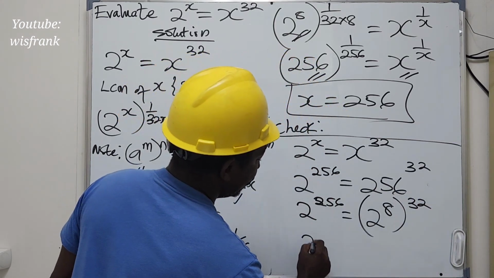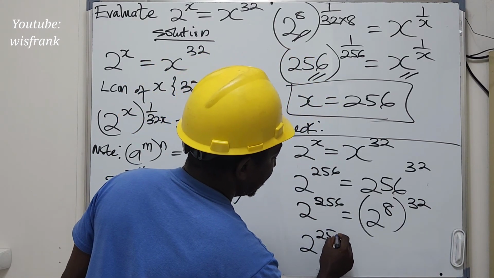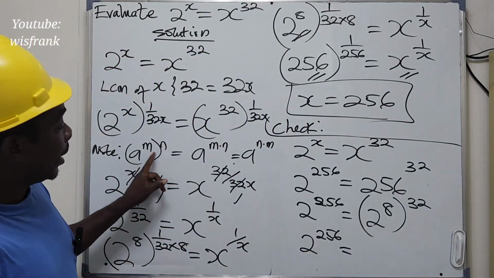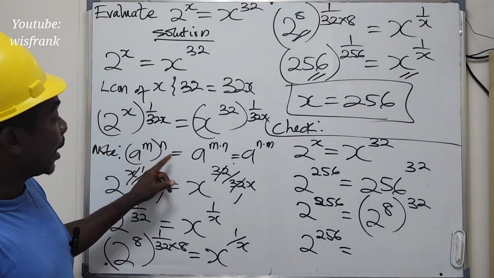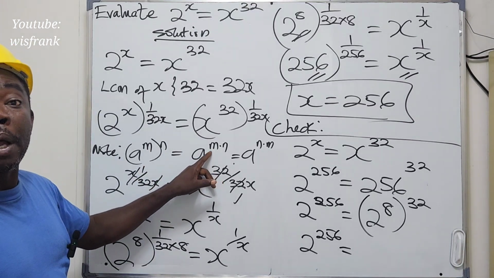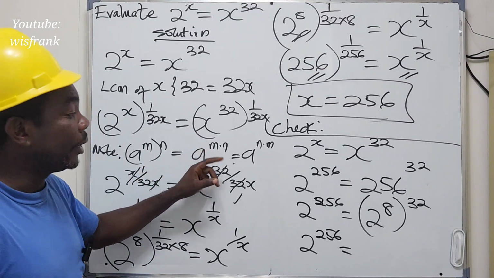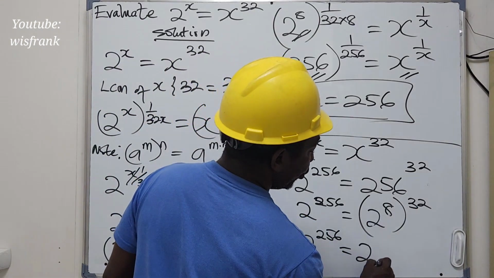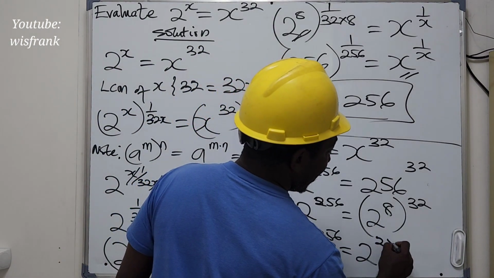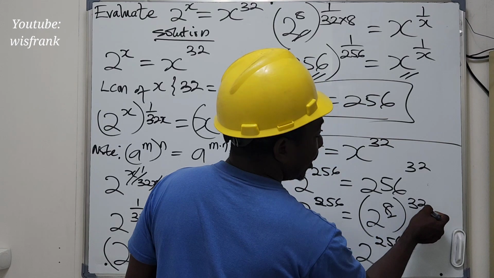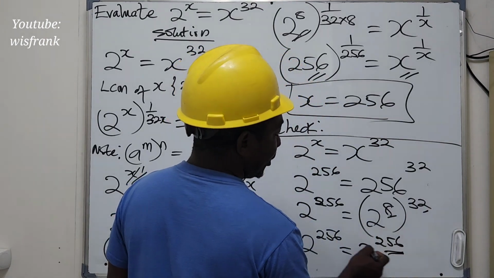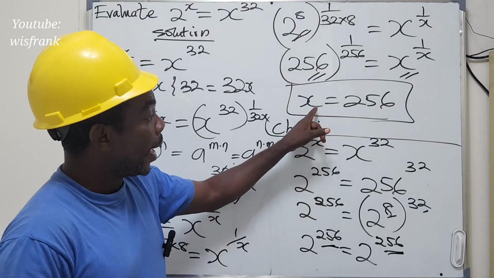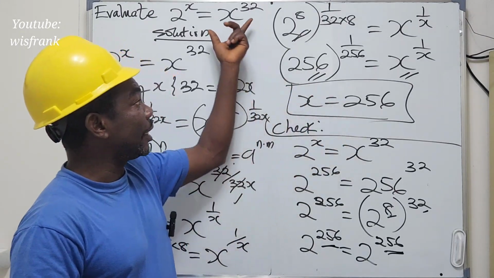So this is the same thing as 2 to the power of 256 equals to here, because we said that for this value, we can interchange or multiply the power of this exponential. So here it will become 8 times 32, which will be 2 to the power of 256, because 8 times 32 is 256. So what we have on the left hand side is what we have on the right hand side. Therefore, x equals 256 satisfies this equation.